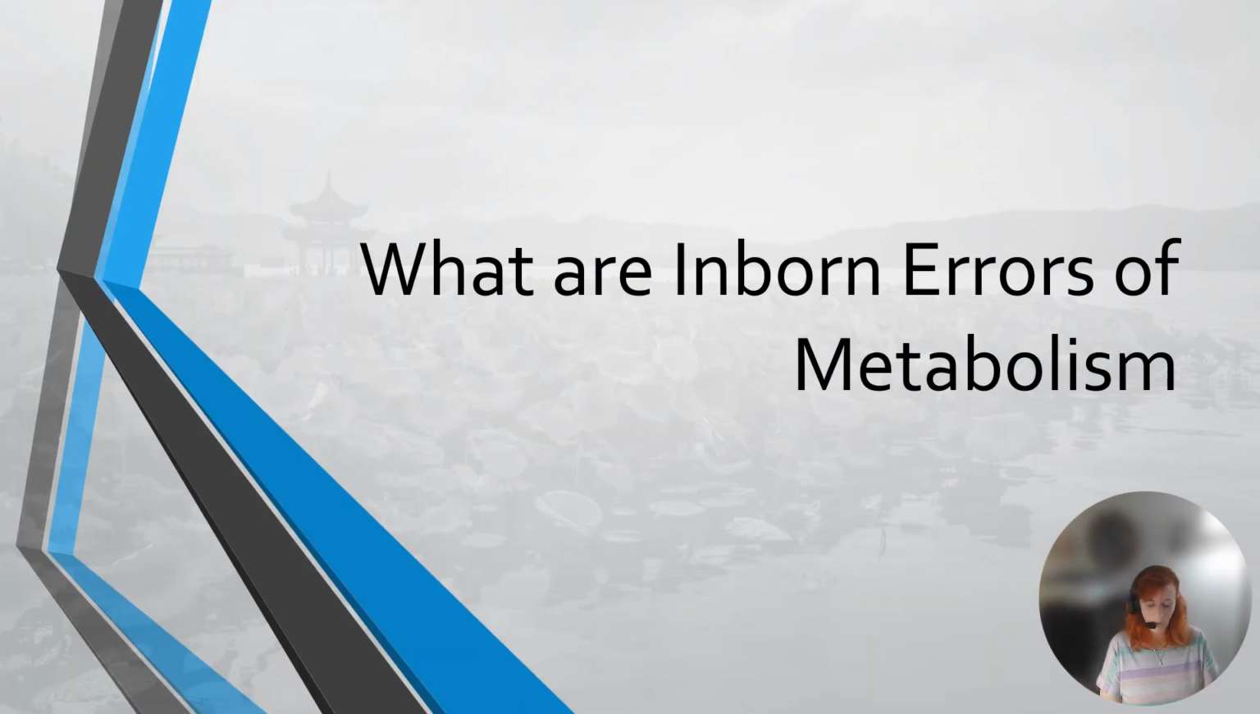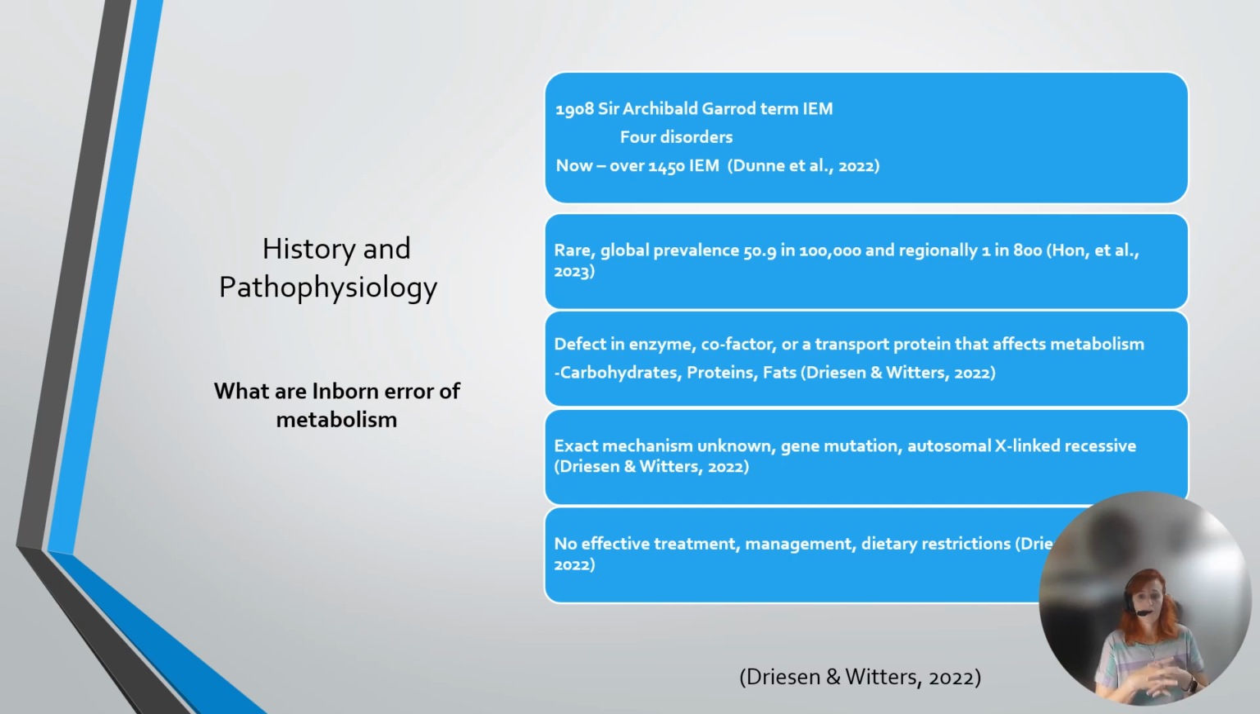All right, so what are inborn errors of metabolism? Well, they are rare genetic conditions. Some interesting facts that I have found is that in 1908, Sir Archibald Garrod came up with the term IEMs, inborn errors, and we only had 4 disorders. Currently, we have over 1,450. So you can see we have a lot of them out there, okay?